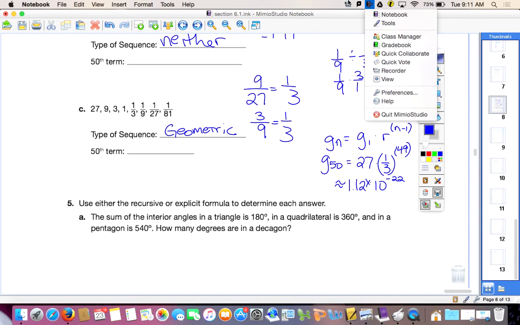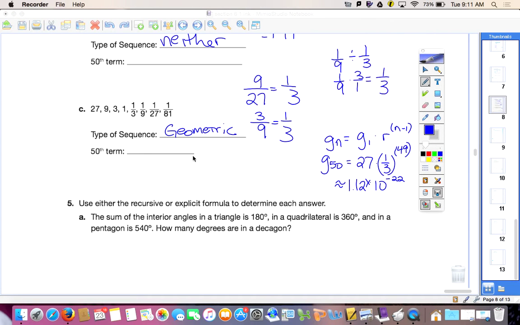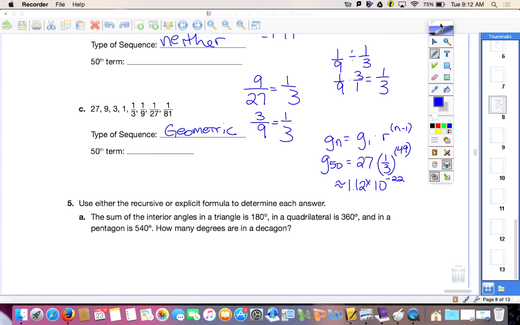Okay, so since this is a geometric sequence, we're going to be using the formula g sub n is equal to g sub 1, our first term, times our ratio raised to the nth power minus 1. So here we're looking for the 50th term, so we have g sub 50 is equal to g sub 1, our first term is 27, times our ratio is 1/3, and we're raising that to the 49th power.